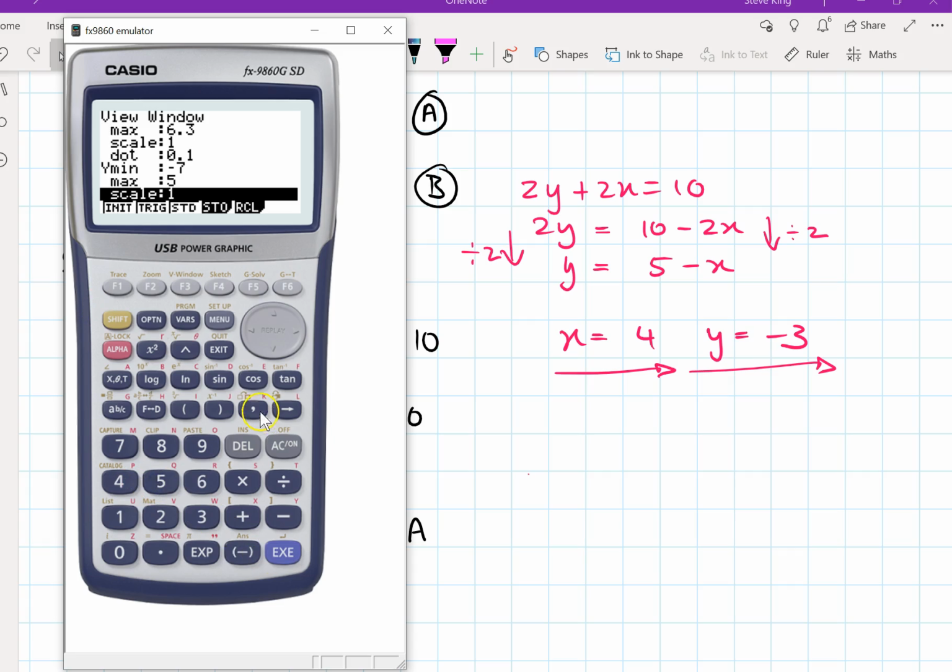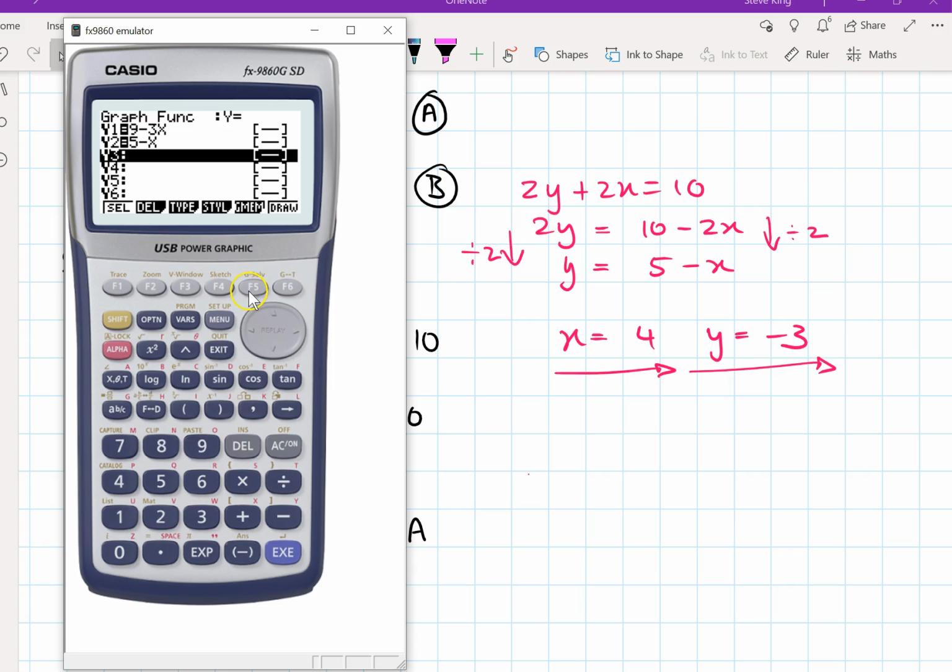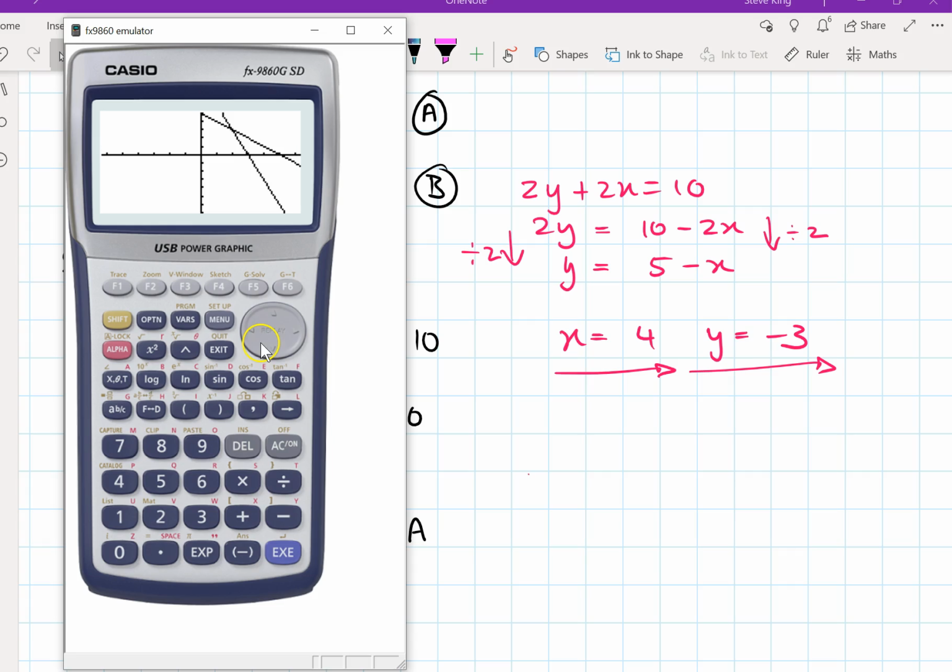And press execute, and if I exit out of there, I can now go back to the draw function, F6, and I can see that the two graphs are crossing. Now, I'm not quite sure where that point of intersection is. I don't know what the scale is on the x-axis. I don't know what the scale is on the y-axis.